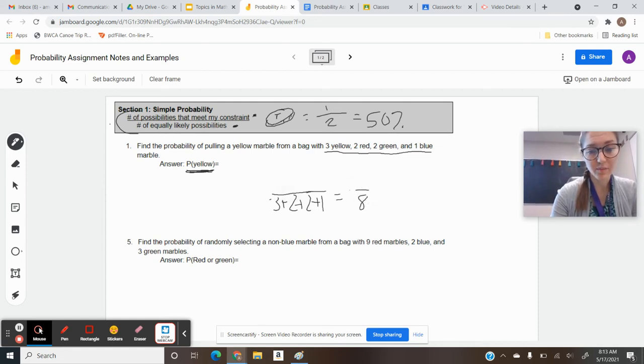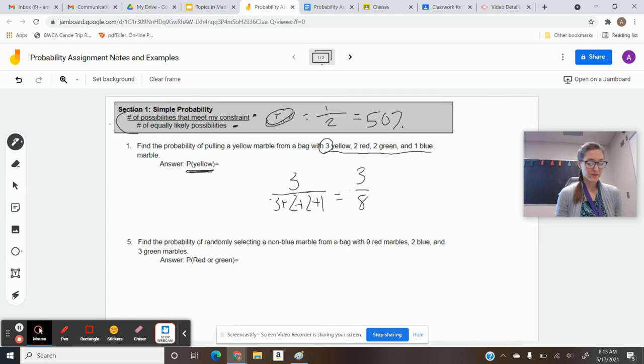All right, now the top of my fraction, I need to figure out how many possibilities would get me a yellow marble. So it looks like there's 3 yellow marbles. So I could pull this yellow marble, that yellow marble, and this yellow marble, and still be pulling 1 yellow marble. So that means I have a total of 3 chances of pulling a yellow marble. So I don't need to simplify that anymore.